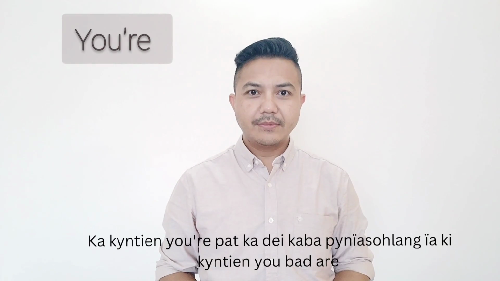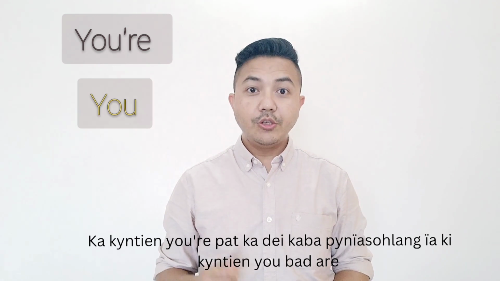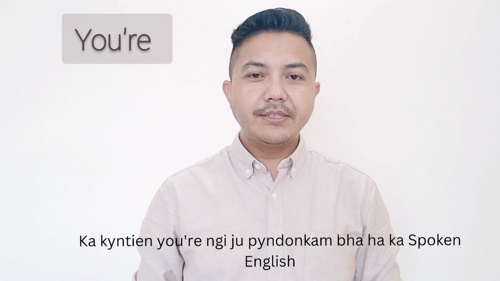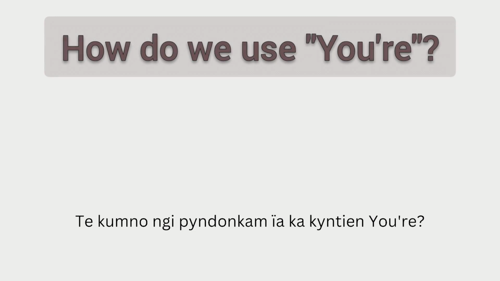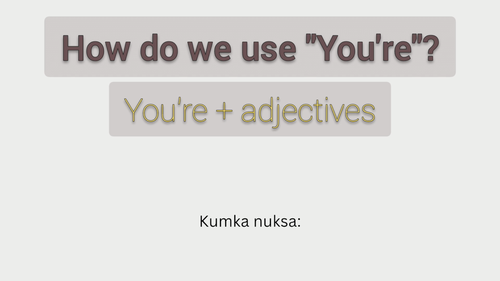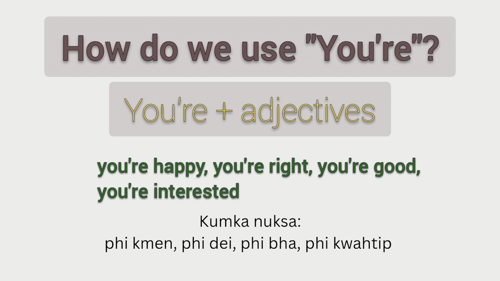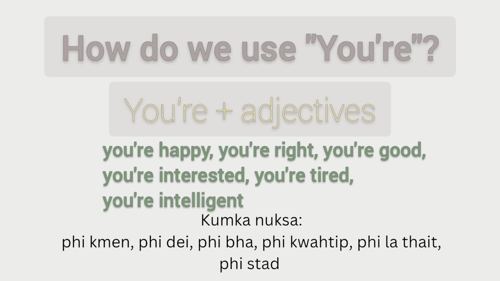You're, on the other hand, is a short form of you and are. You're is commonly used in spoken English. So how do we use you're? You're is used with adjectives. For example, you're happy, you're right, you're good, you're interested, you're tired, you're intelligent.